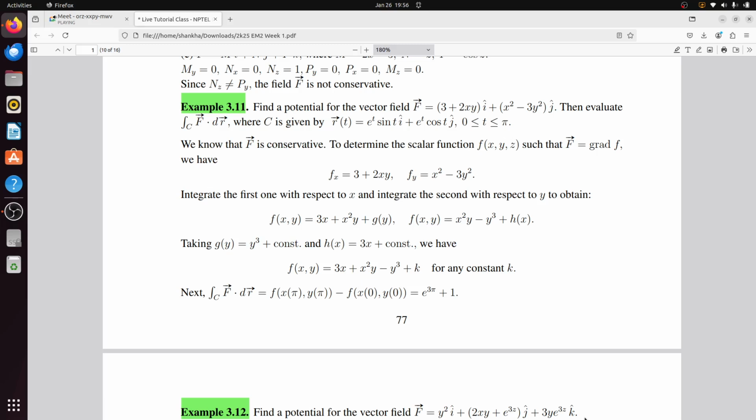Sir? Yes. Sir, this g(y) and h(x) have been computed. Then how are you calculating f(x,y)? Where?